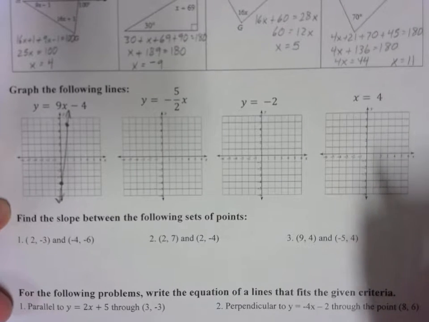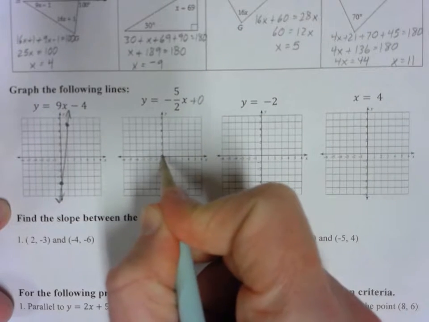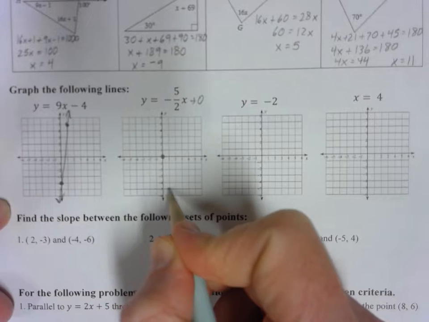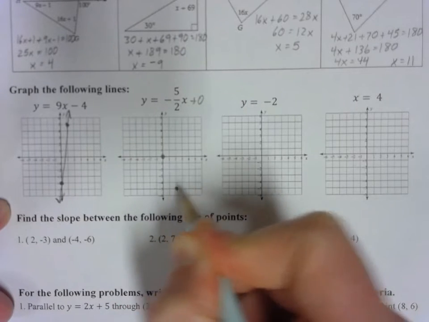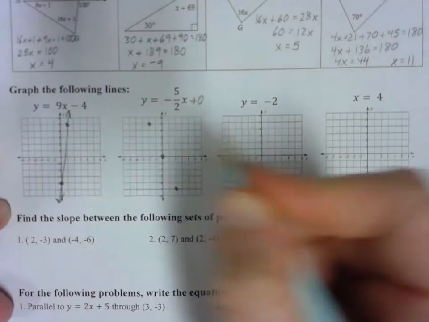Next one, there's no y-intercept, so it's like +0, so I start at 0, and I go down 5 over 2. I can repeat that the other direction, up 5, back 2. Draw the line through those.